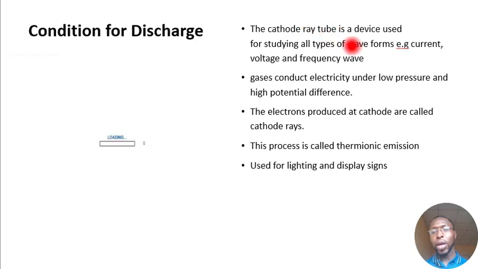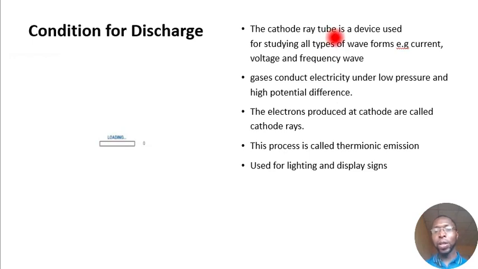Firstly, that container must have low pressure and high potential difference. For a gas to conduct electricity, there must be low pressure of that gas in the container, and also high potential difference. And this can be carried out in a device called the cathode ray tube.